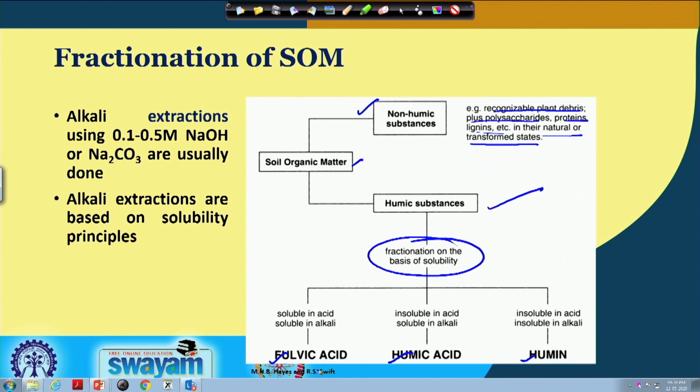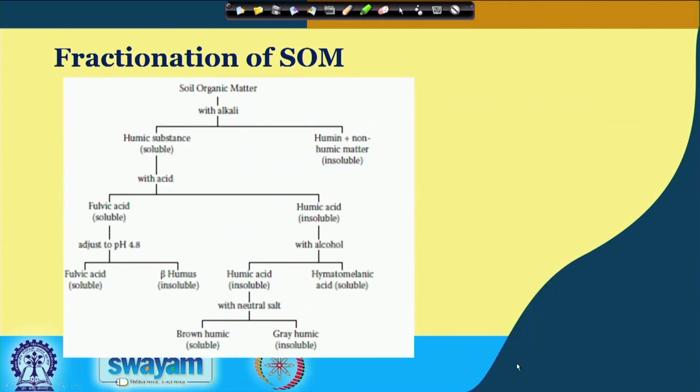As I have told you in the previous slide, fulvic acid is a soluble fraction. So, it is soluble in both acids and alkali. The humic acid is the fraction which is insoluble in acid, however, it is soluble in alkali. However, humin is generally insoluble in acid as well as alkali. So, this diagram shows the differences in their solubility, and let us see how we can actually implement this fractionation in this slide.